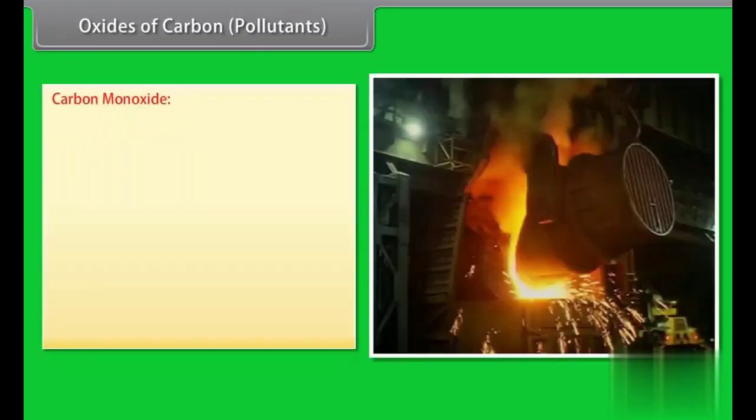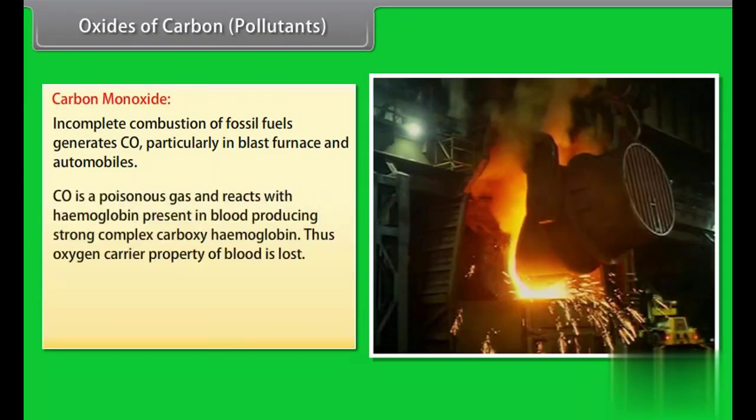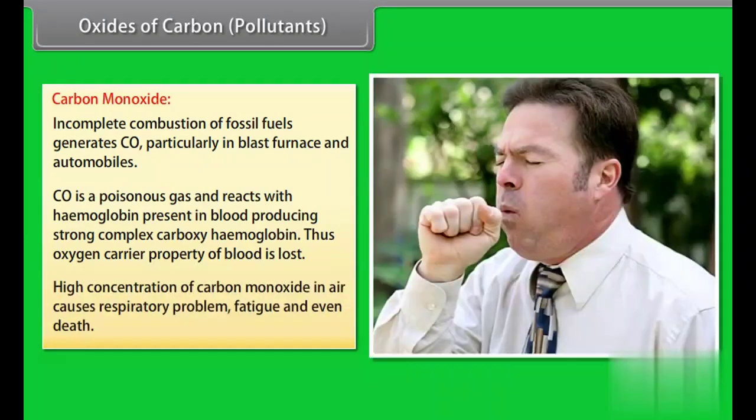Oxides of carbon. Pollutants. Carbon monoxide. Incomplete combustion of fossil fuels generates CO, particularly in blast furnaces and automobiles. CO is a poisonous gas and reacts with hemoglobin present in blood, producing a strong complex, carboxyhemoglobin. Thus, the oxygen carrier property of blood is lost. High concentration of carbon monoxide in air causes respiratory problems, fatigue and even death.